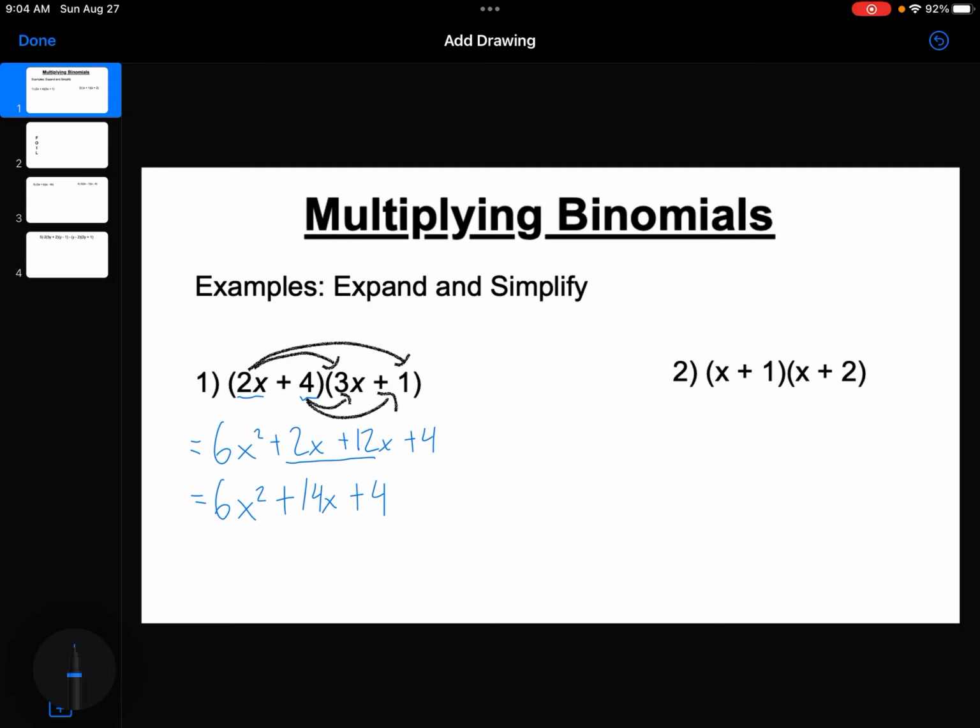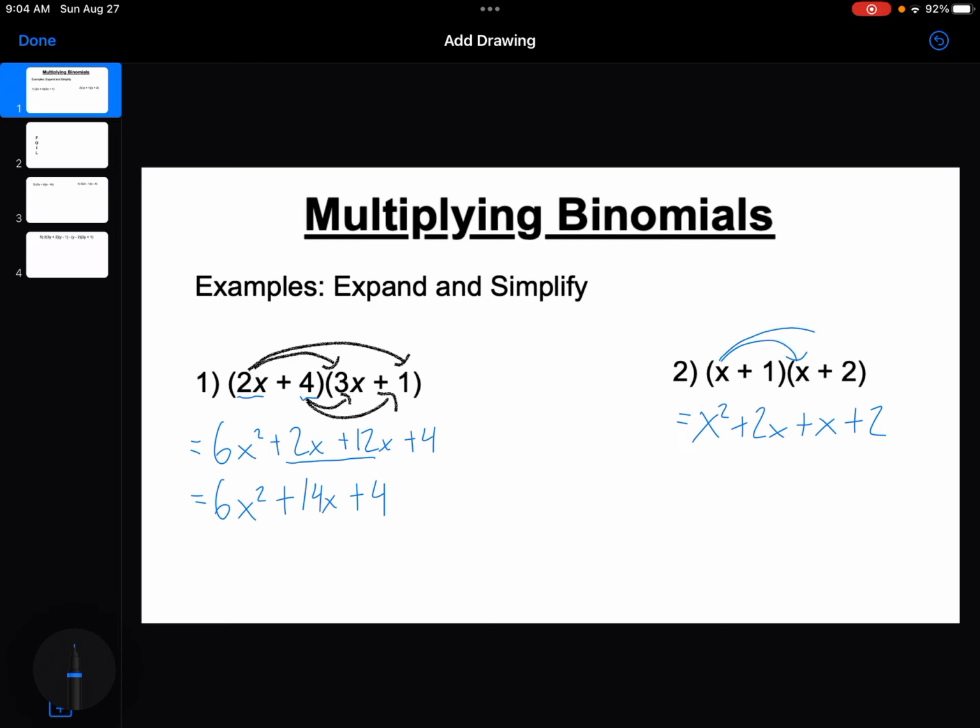Looking at the second question, we've got the exact same thing, just actually easier terms because we just have x plus 1 and x plus 2 rather than a value in front of our x's. So first we're going to have x times x, which gives me x squared. Then x times 2 is going to be 2x, plus, and then now we're using the 1. We've done the x. So we're going to have plus x plus 2.